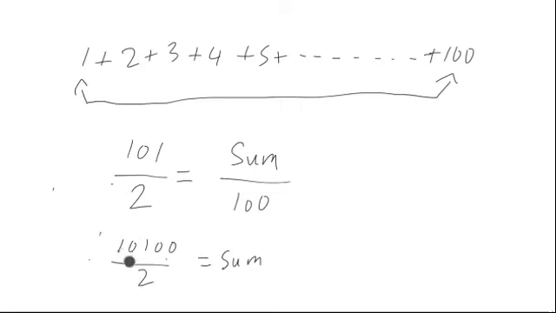Now, this sum right here is just 50-50, because half of 100 is 50, and half of 10,000 is 5,000. So 5,050 is the sum, and we're done. So we can use this technique in adding sequences. We'll do this a few more times in our next videos that come.